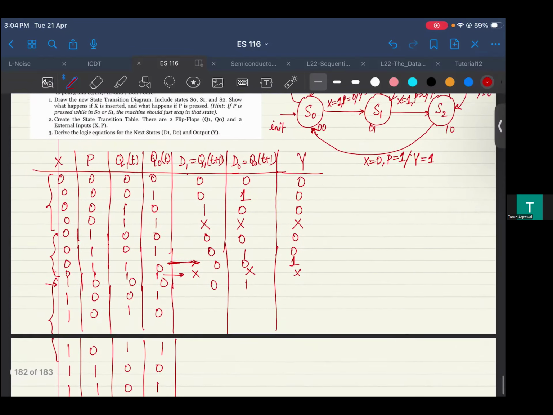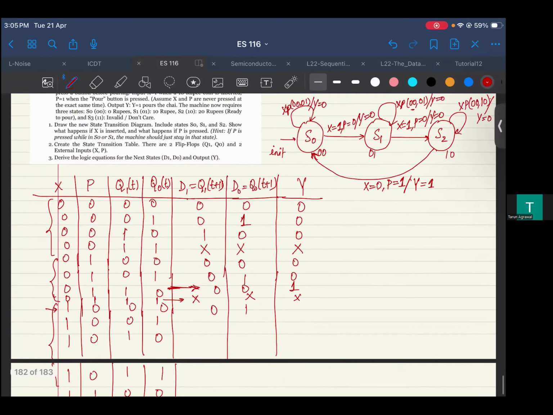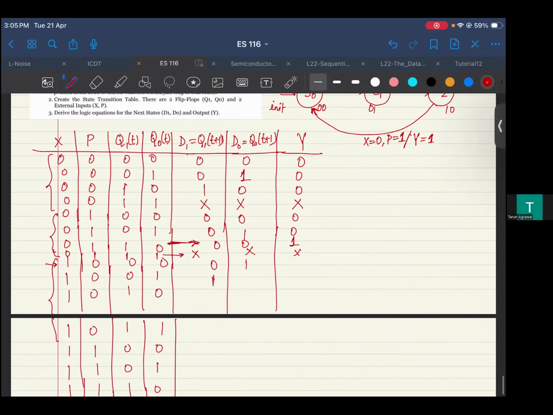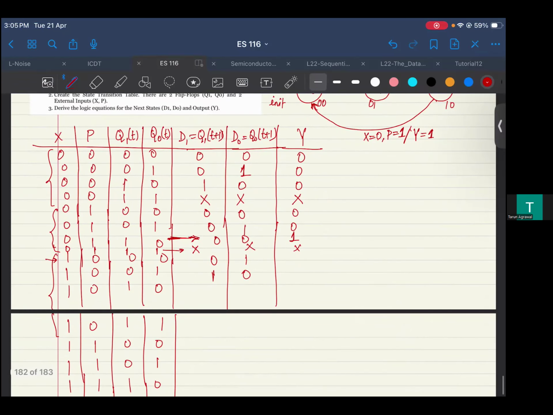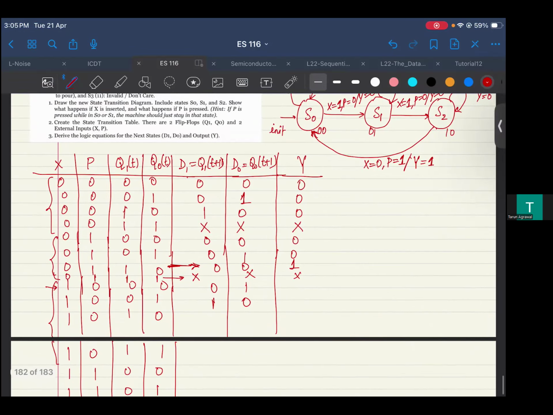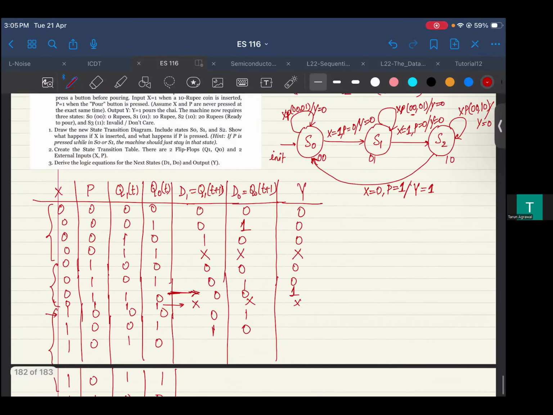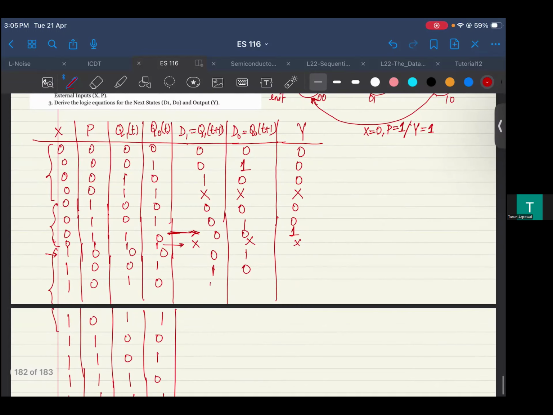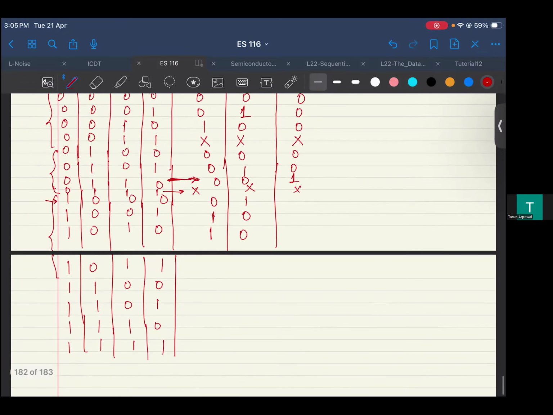If you are in 0 1 state and your 1 0 comes, you're going to 1 0 state. If you are in 1 0 state and this 1 0 comes, where are you going? You are remaining in that state. Okay. If 1 1 is coming, 1 1 is obviously invalid. So XX.